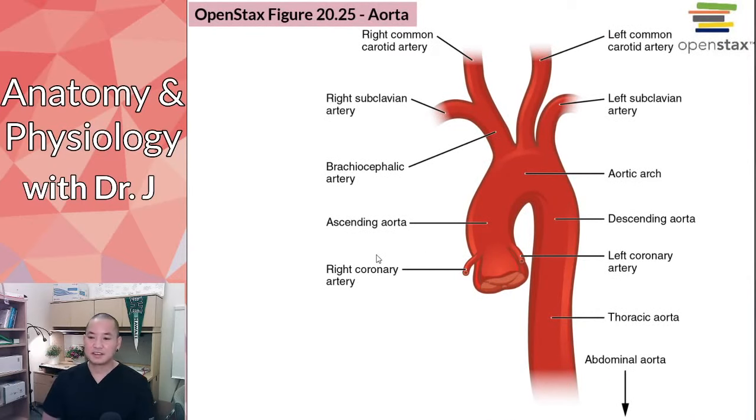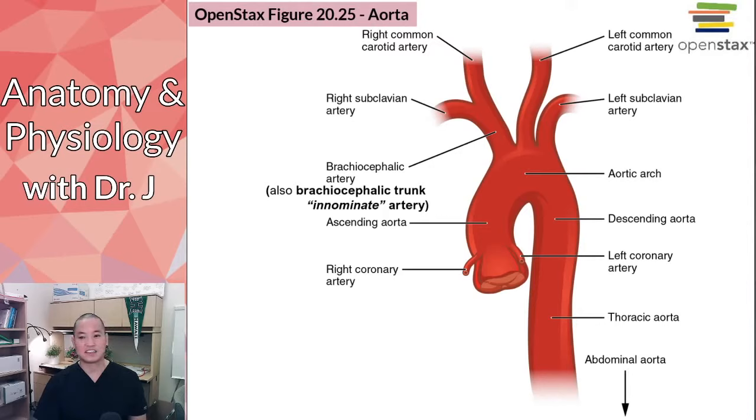So what we have here is another picture of the aorta. This is from your OpenStax book. Notice there are three main branches of the aortic arch. You definitely should know these. So notice that we have our left subclavian, we have our left common carotid, and we have our brachiocephalic artery, sometimes called brachiocephalic trunk. And in older textbooks, it's called the innominate artery.